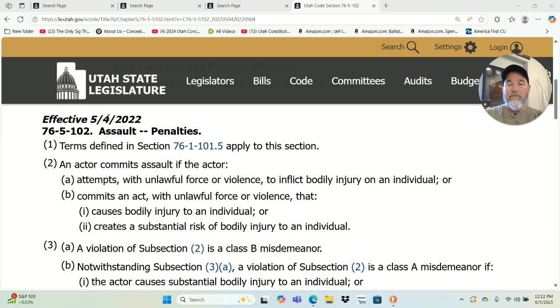The definition of an assault, under paragraph 2: an actor commits assault if the actor makes an attempt with unlawful force or violence to do bodily injury to an individual. So an attempt, let's say that I took a swing at you and I missed because you ducked out of the way. That was still an attempt to do bodily injury. Or they commit an act with unlawful force or violence that causes bodily injury. So in this case, if I punch you in the face and actually connect that punch, that would be the act. Or they create a substantial risk of bodily injury.